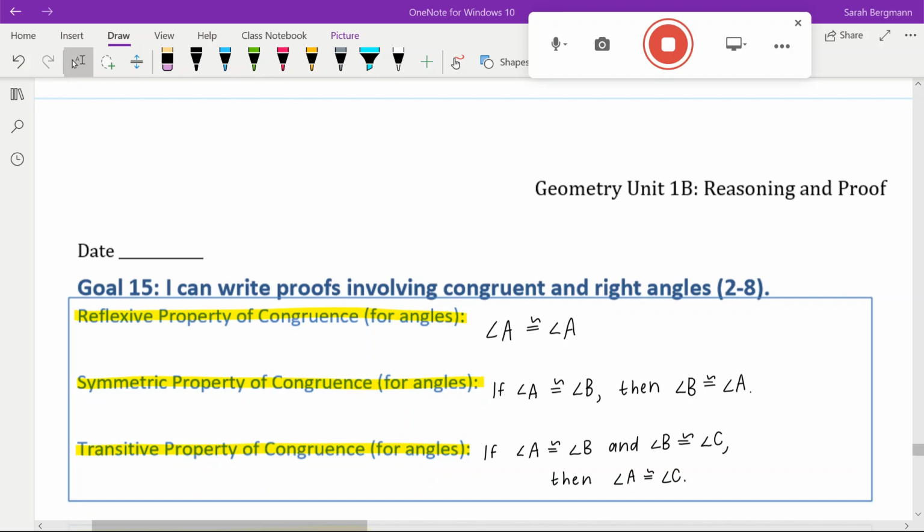This video today is about congruent and right angles. First, I need you to write down these three properties of congruence that also work for angles. You've already learned the reflexive, symmetric, and transitive property of equality. Now we are just applying them to congruent angles.